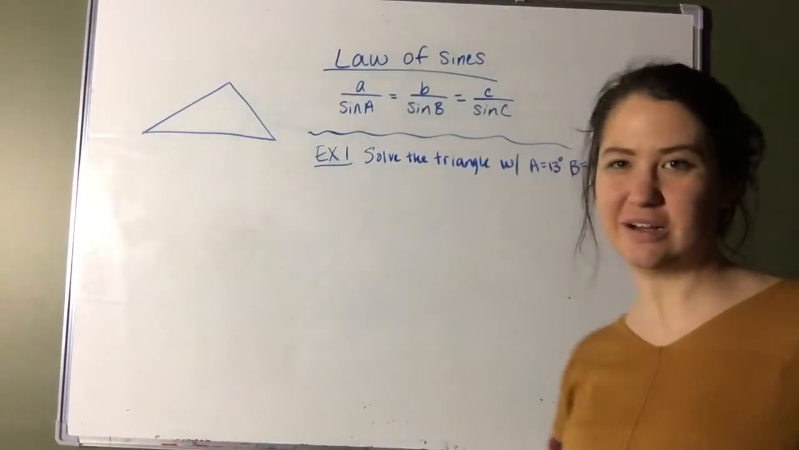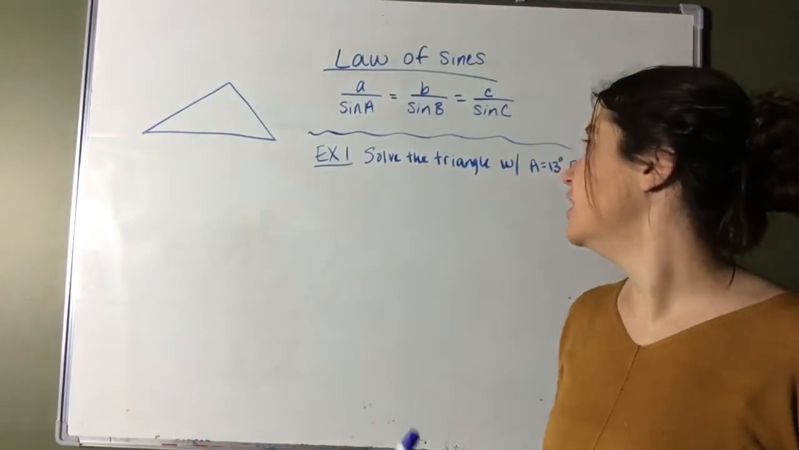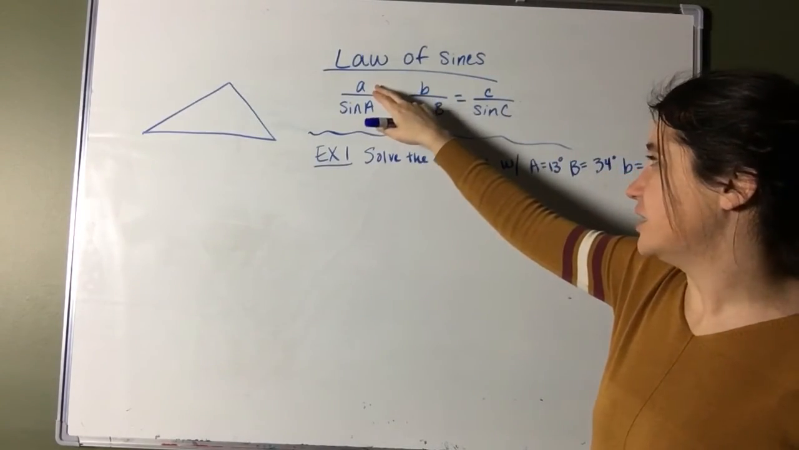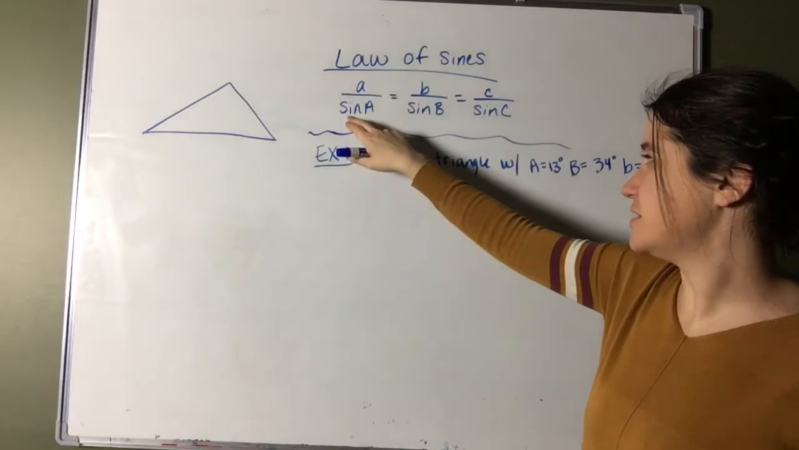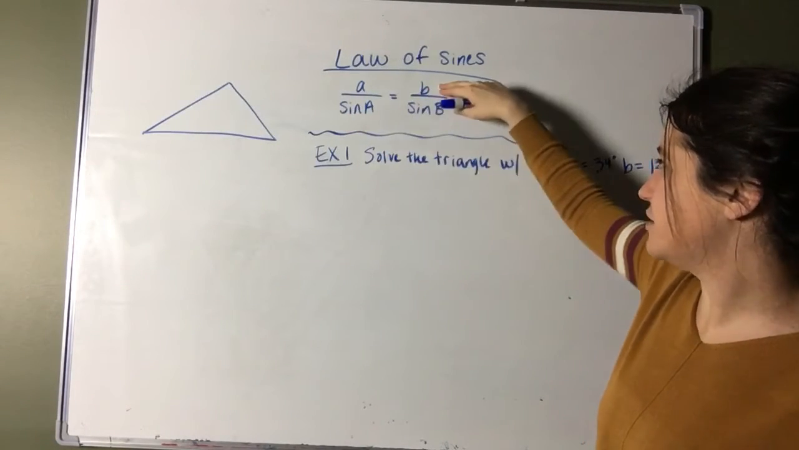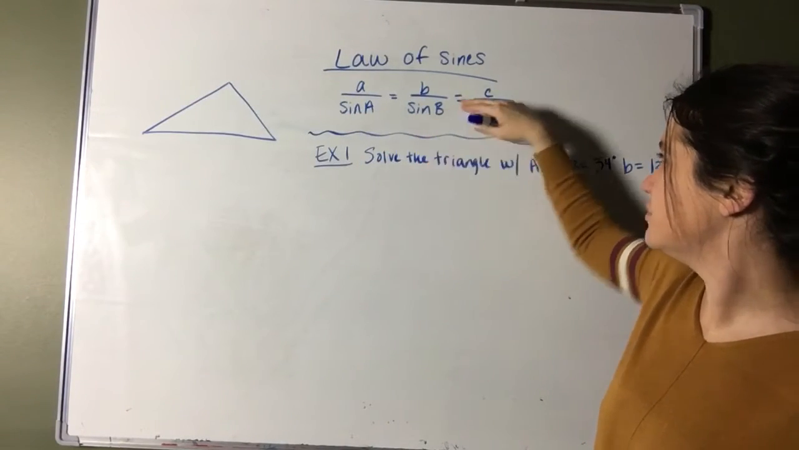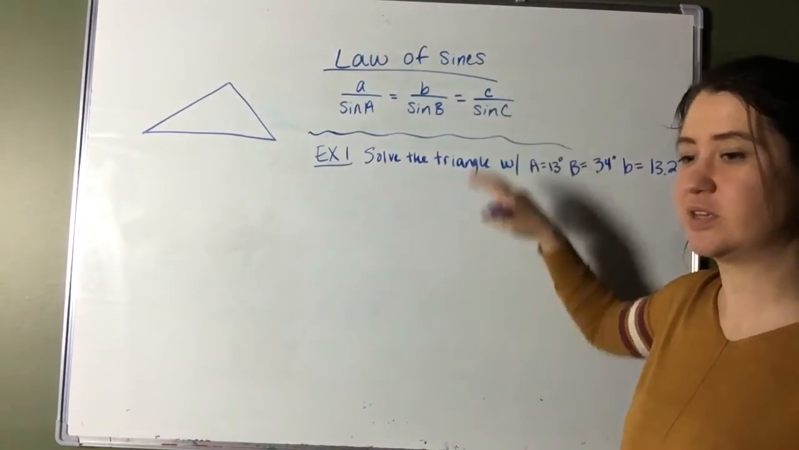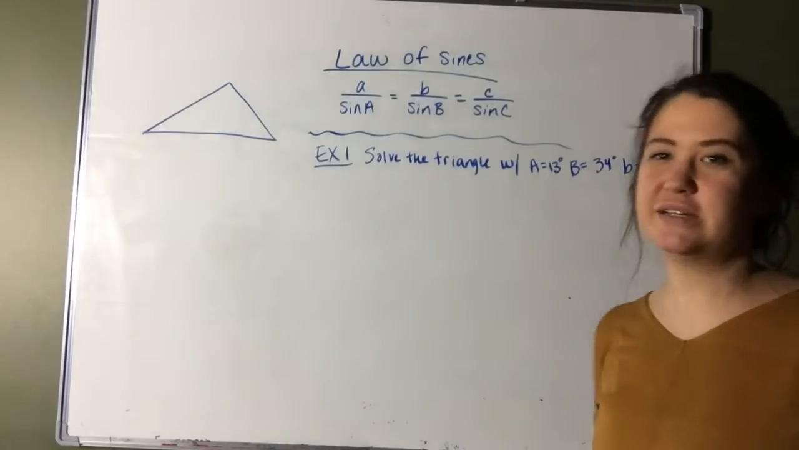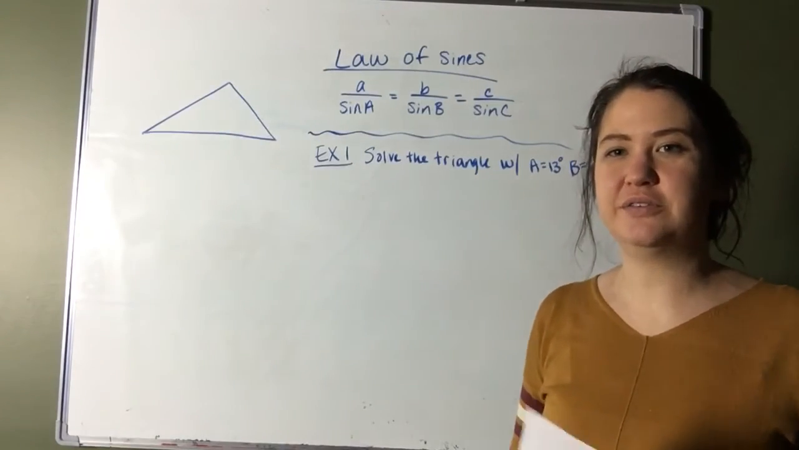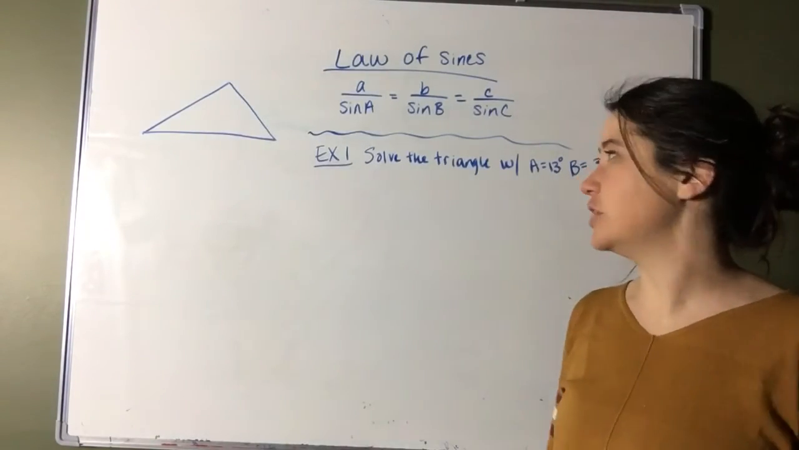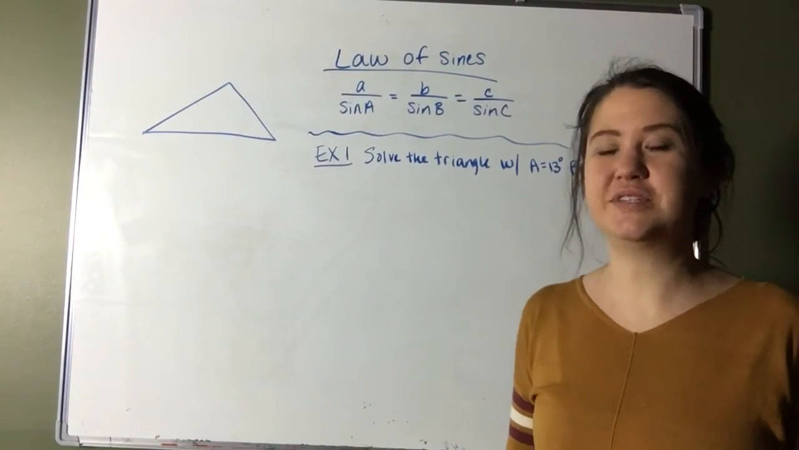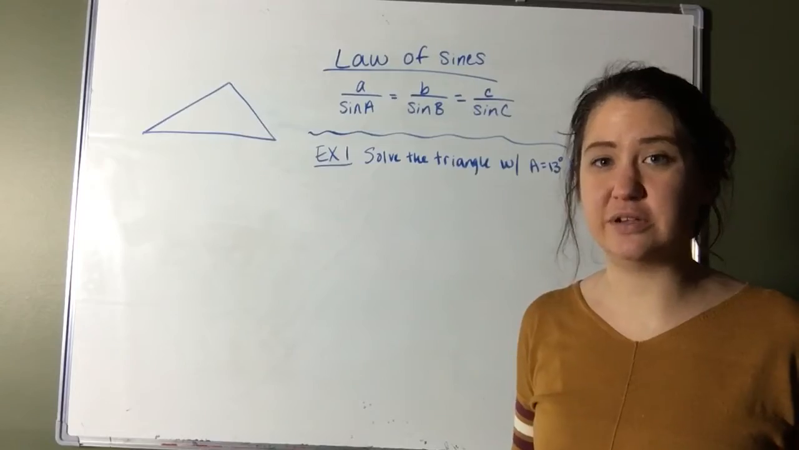All right, so we're going to talk about the law of sines. The law of sines says that side A divided by sine of angle A is equal to side B divided by sine of angle B, which is equal to side C divided by sine of angle C. This applies to triangles in general, for triangles that are not right triangles, so triangles that don't have a 90-degree angle in them.